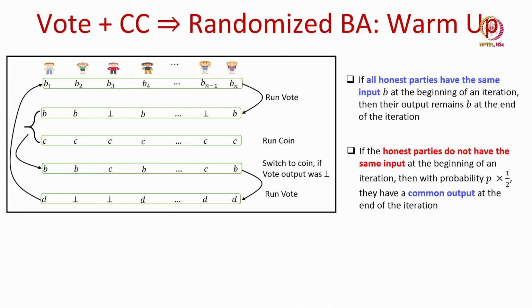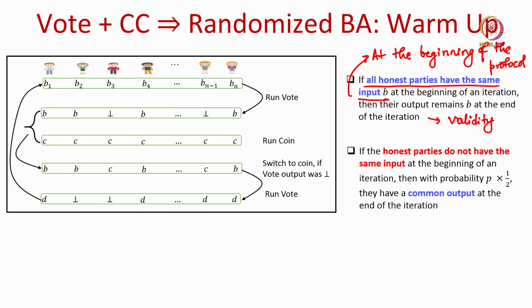Namely, let us see why these two properties intuitively help us to get a Byzantine agreement. If all the honest parties have the same input B at the beginning of the protocol, that is one of the cases, then the vote protocol ensures that the agreement is not disturbed and they retain that input bit as their output irrespective of the number of iterations executed. That intuitively ensures the validity property.